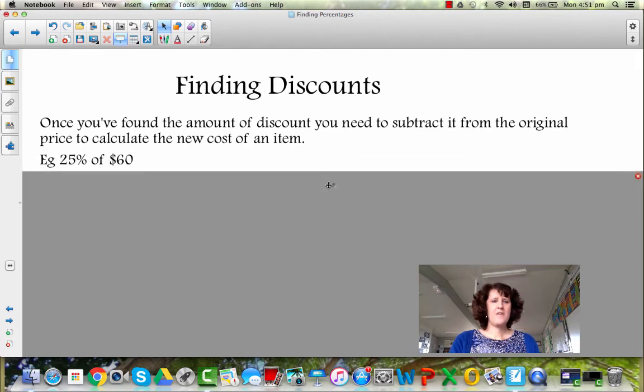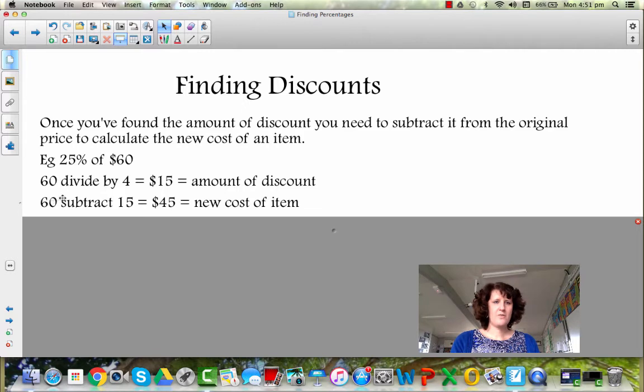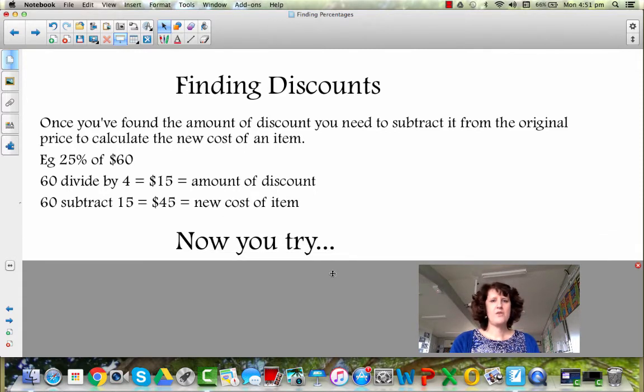Here's an example. If you need to find 25% of $60, you start by going 60 divided by 4, which is $15. This is the amount of the discount. It's how much gets taken away. So then you go the original price, $60, subtract 15, the amount of the discount, which will give you $45, or the new cost of the item. So if you are buying an item that costs $60 but is 25% off, $45 is what you will actually pay for that item. Now you try.